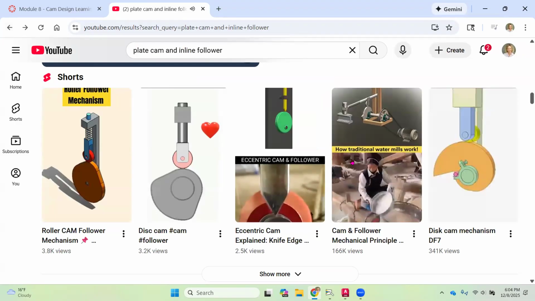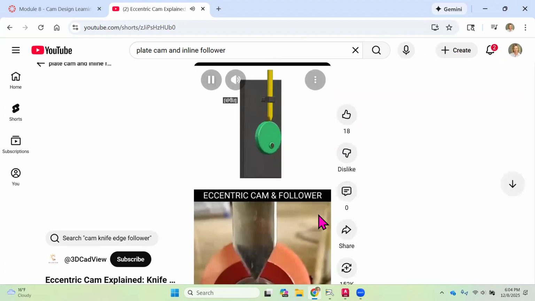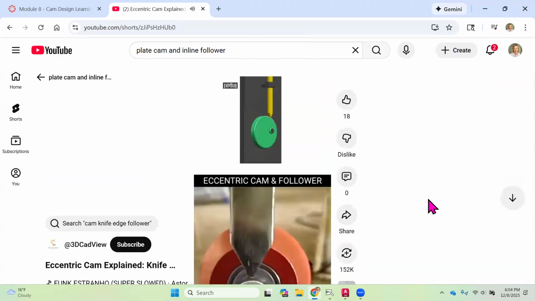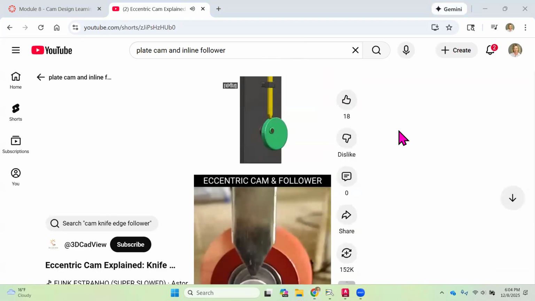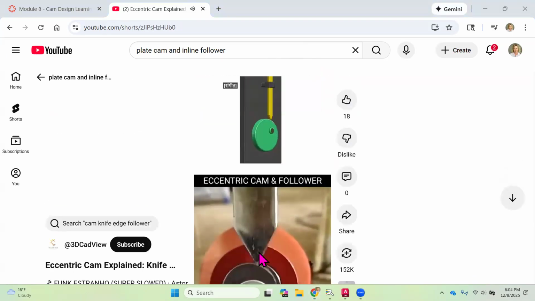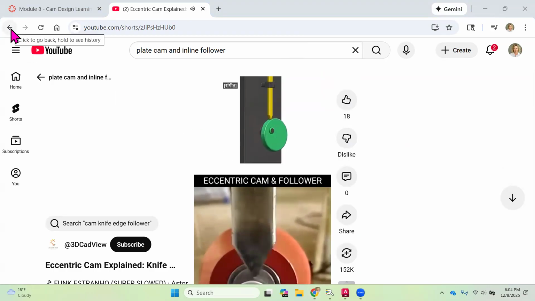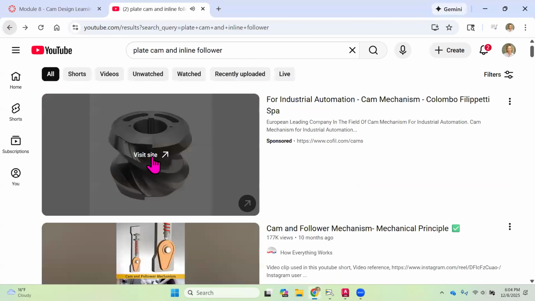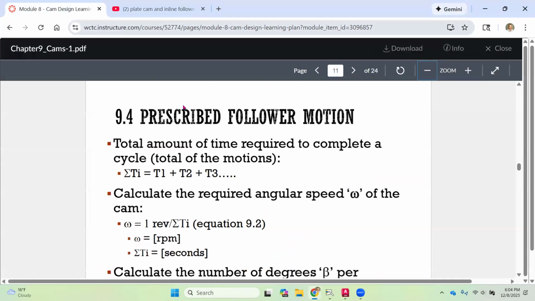Okay. Here's a knife edge one. You can kind of see. See, I can't get it on my screen. Hold on. Yeah. And again, it's not that they can't be used, but just know that you're probably going to have wear quicker on the edges and such if you use that knife edge. So just a couple examples of what a cam and a follower arrangement may look like out in industry.